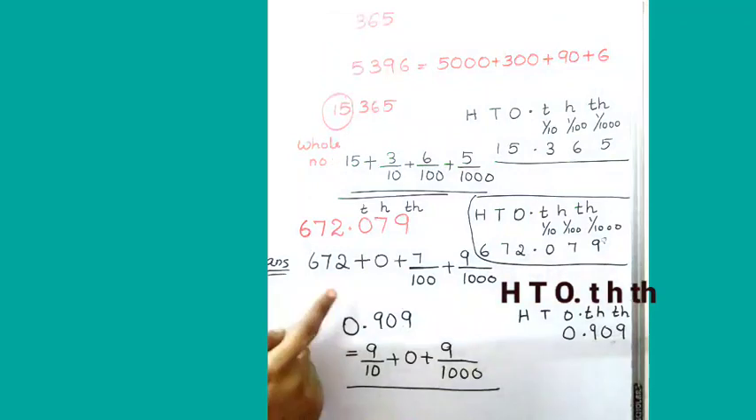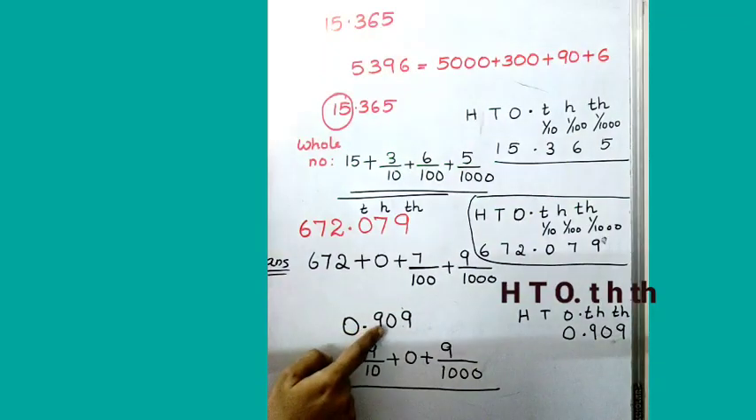So this is the expanded form of 0.909. I think now you will be able to find out the expanded form of any decimal number. I think you understood the expanded form and now you can easily find the expanded form of the decimal numbers. Only keep in mind the place value of the numbers.